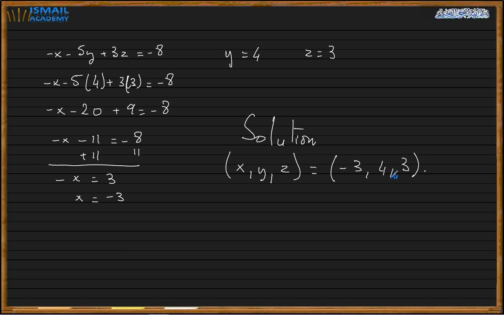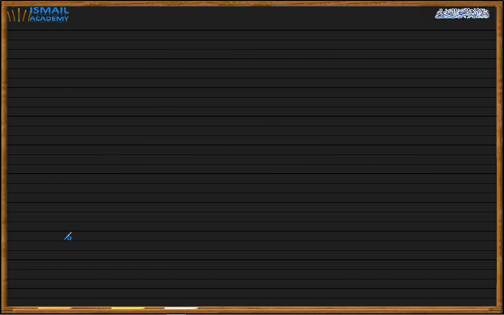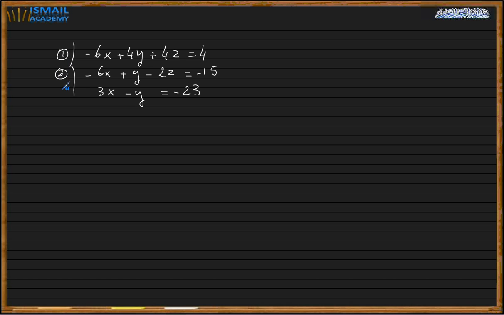So this is about consistent and dependent. So let's see how we can do an inconsistent system. So let's pick a system of equations. Minus 6x plus 4y plus 4z equal 4, and we have minus 6x plus y minus 2z equal minus 15, and we have 3x minus y equal minus 23. So this is my first equation, this is my second, and this is my third.